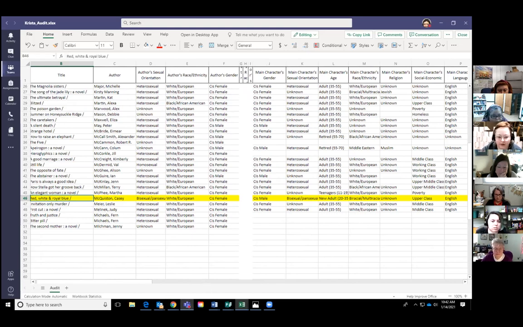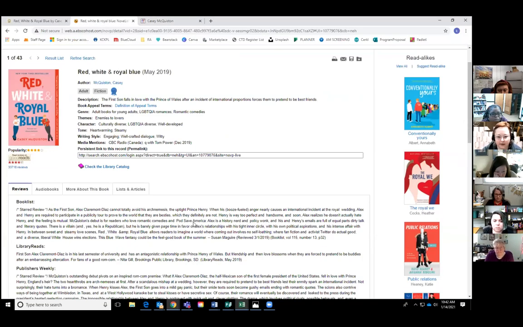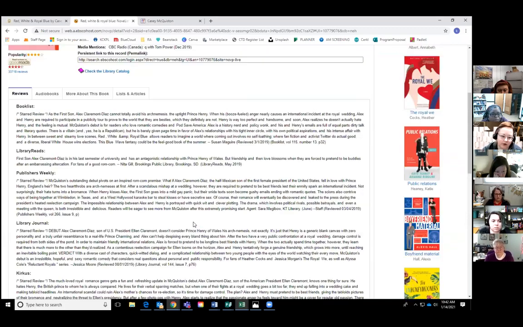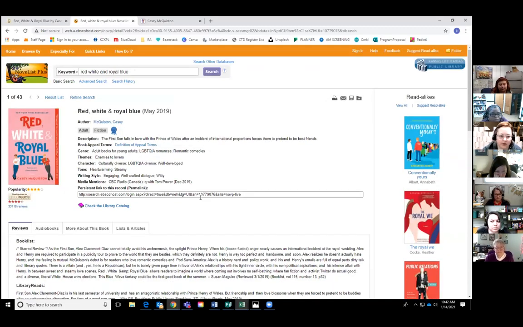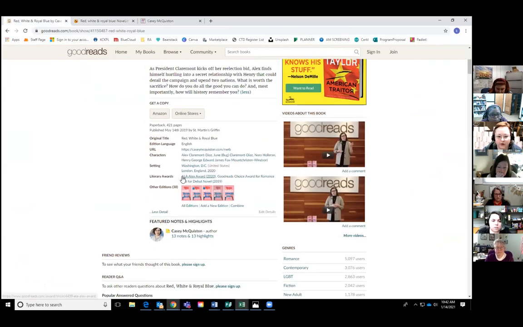And going back to, I also really like Fantastic Fiction, usually because there is a picture of the author. But again, you're going to get some of the same information when you're using Goodreads. But I really did enjoy NoveList, just because of all the topics there. And then another thing was on Goodreads, it also mentioned that it was an Alex Award.